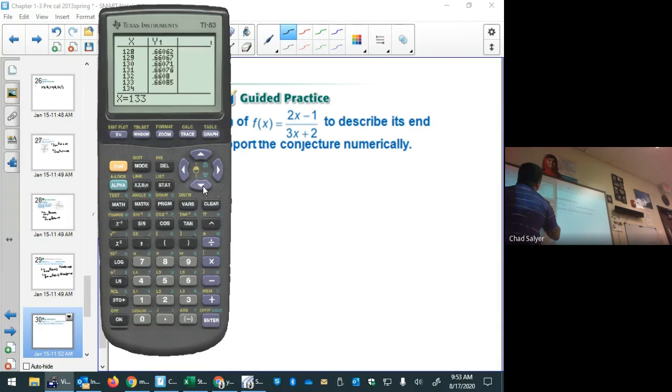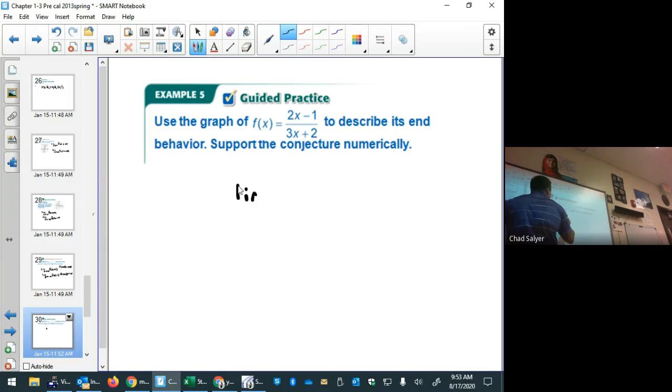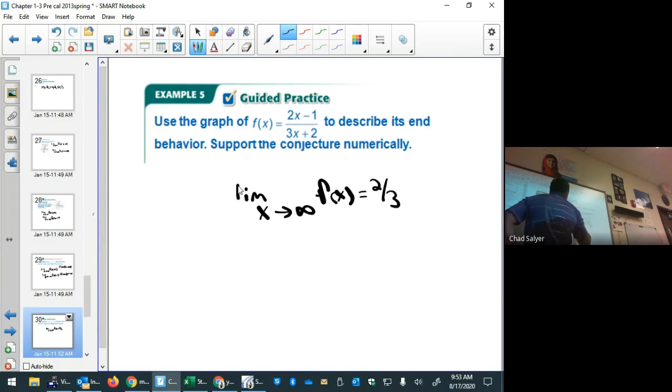And what's actually happening is it's getting closer and closer and closer. And if I put in a really big number, maybe it'll be a little more obvious. Let's do like 100,000. It's getting closer and closer to 2/3, 0.6666, and so on forever. So the limit as x goes to positive infinity of f of x, in this case, is 2/3.